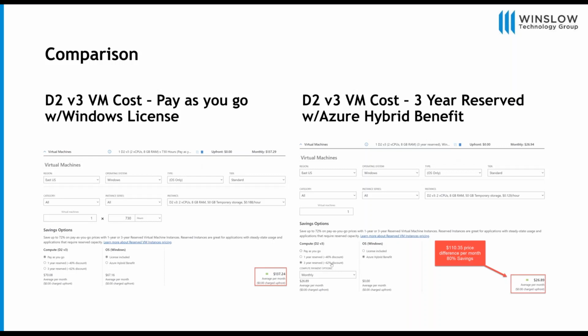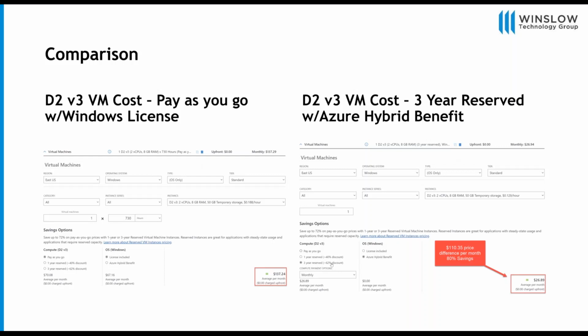So what Microsoft does at the same time is they're going to give you a discount, because they know that you're going to pay the true cost of that resource over time instead of maybe getting rid of it in 3 months or a year from now. So you can see that price drop from $70 down to $26 for that same exact resource. And then at the same time, let's say I already had a license that I was going to bring into the Azure platform, that $67 goes away.